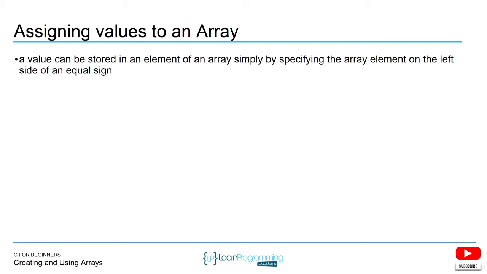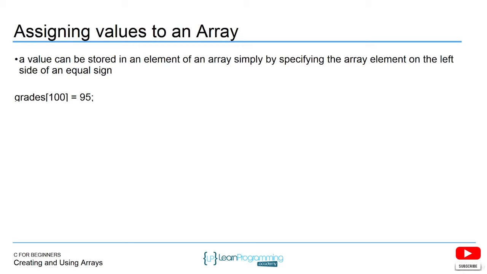If you want to write data to an array, it's very, very simple. You're going to basically just use the index. So a value can be stored in an array element simply by specifying the array element on the left-hand side of the equal sign, and then using the brackets to specify the element that you want to write to. So in this example, we have an array named grades. We don't know what size it is.